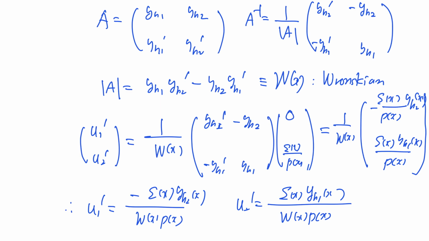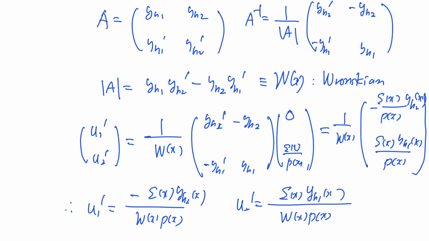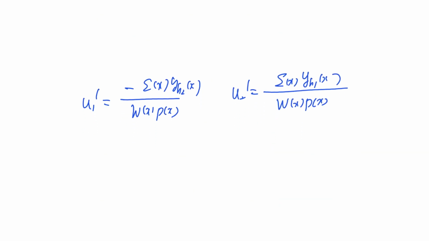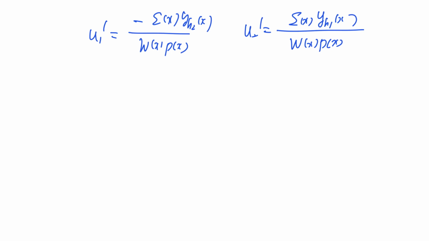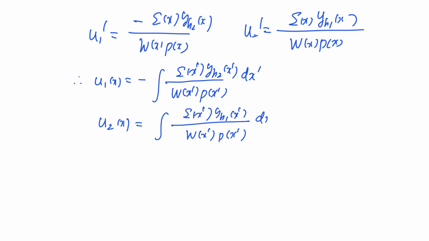So let's make a copy of this. Therefore, u1(x) is minus the integral of S(x') yh2(x') over Wronskian(x') P(x') dx'. And u2(x) is the integral of S(x') yh1(x') over Wronskian(x') P(x') dx'.